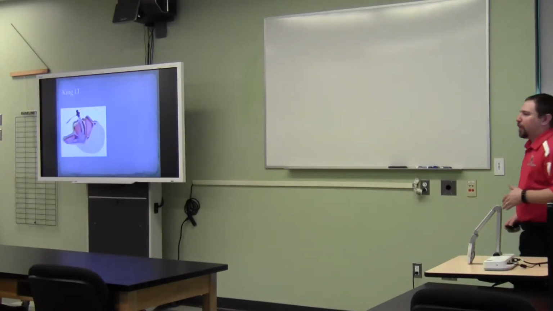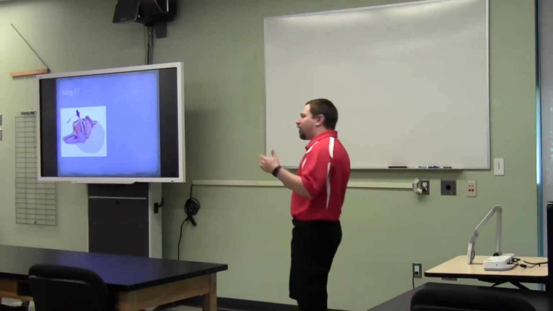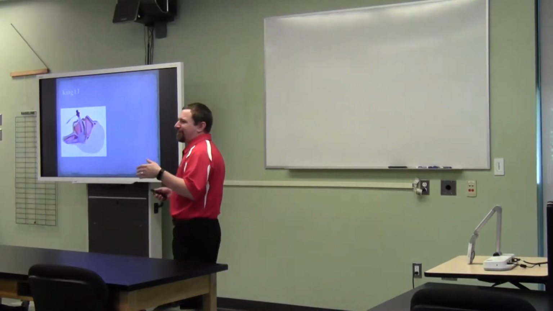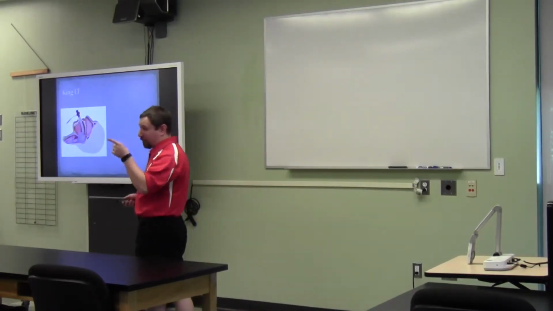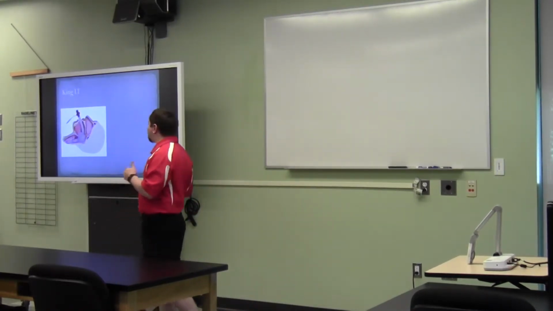All right. The King LT. So like I said, the combi tube came in and I'm like, oh, hey, this makes sense. This is pretty good. But it's got some problems. And so I'm going to make a better mousetrap. And the better mousetrap was the King LT.